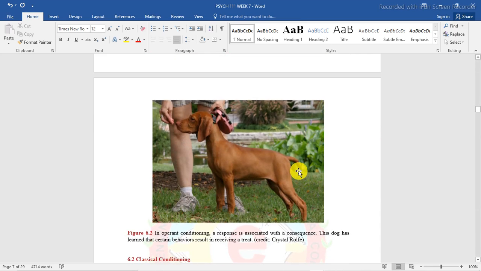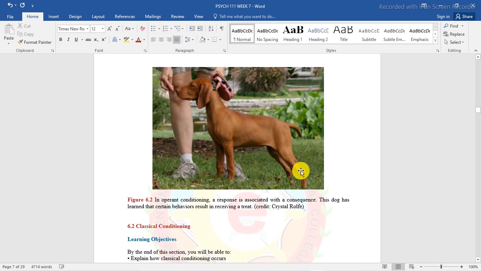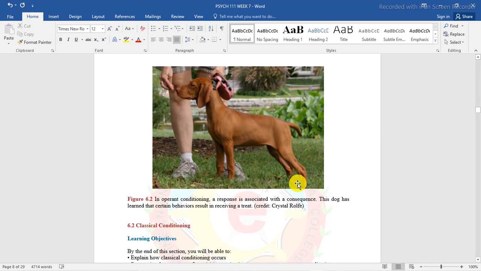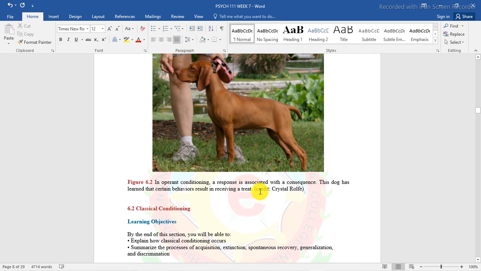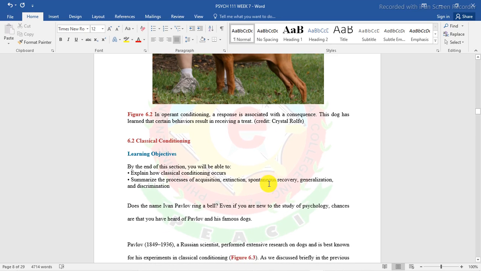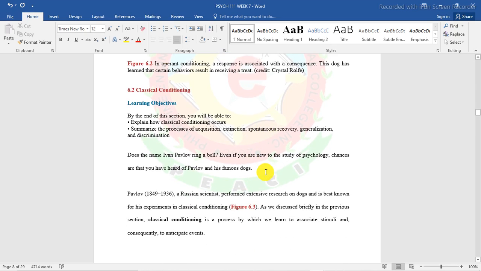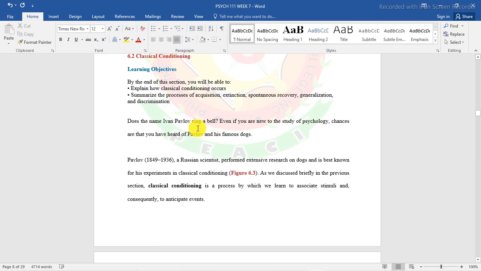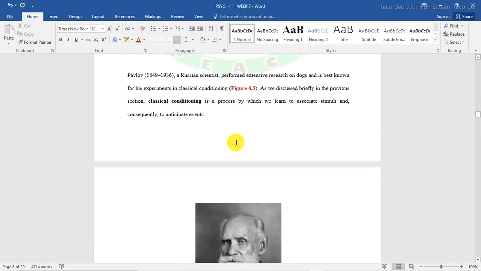In operant conditioning, a response is associated with a consequence. This dog has learned that certain behaviors result in receiving a treat. Okay? So, ano naman po yung classical conditioning? By the end of the section, you will learn to explain how classical conditioning occurs. So, does the name Ivan Pavlov ring a bell? Yes. Even if you are new to the study of psychology, chances are that you have heard of Pavlov and his famous dogs. So, ito yung idea ni Ivan Pavlov.